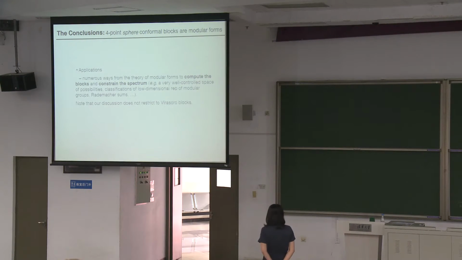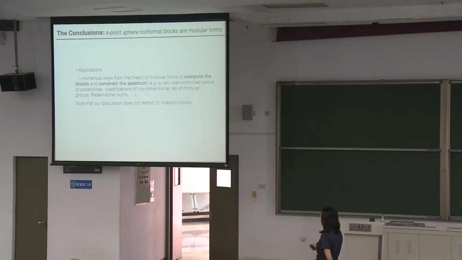And these tools include, it's a very incomplete list, a very well controlled space of possibilities. Usually these spaces are really low dimensional. We have seen a case where it's one dimensional. And there are also classifications of low dimensional representations of SO(2,Z) up to, I think, 6 or 7. And we have Rademacher sums, which is very powerful numerically.